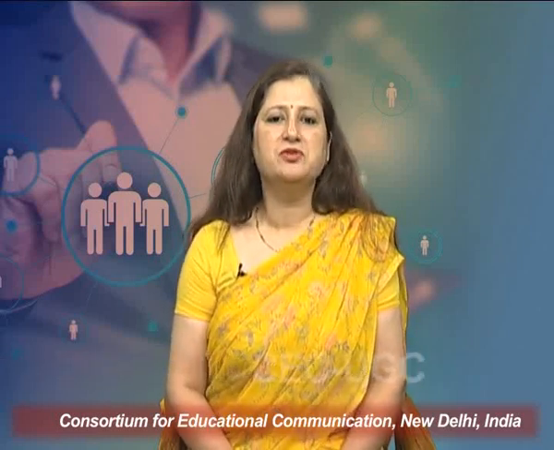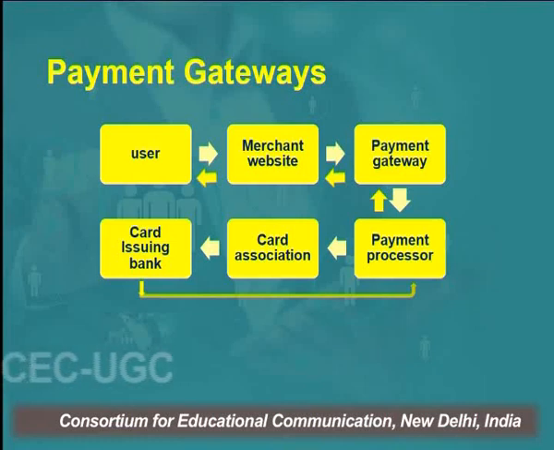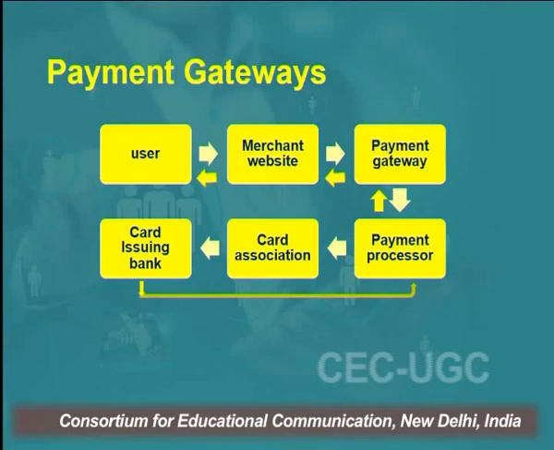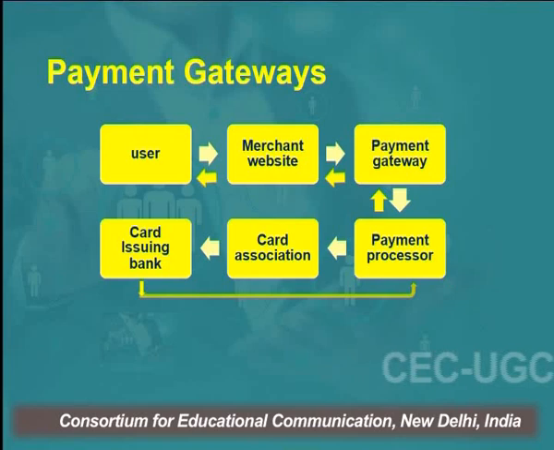So for instance, let's look at this process also. The light colored or the white colored arrows show the forward movement, how, when a user is doing some online shopping, or the user wishes to pay some money on the merchant website, the user will put in all the information, say the credit card information, on the merchant website.